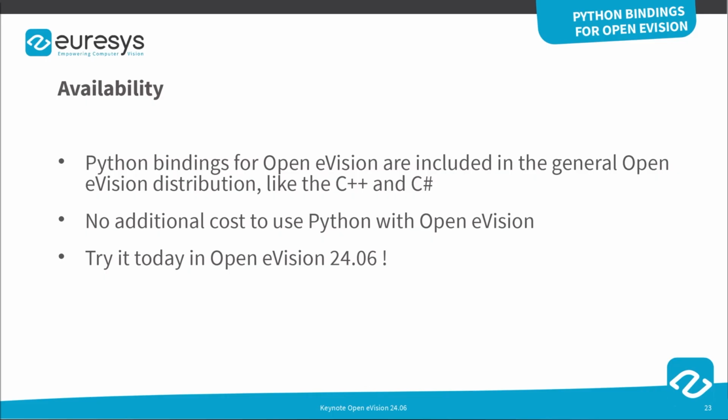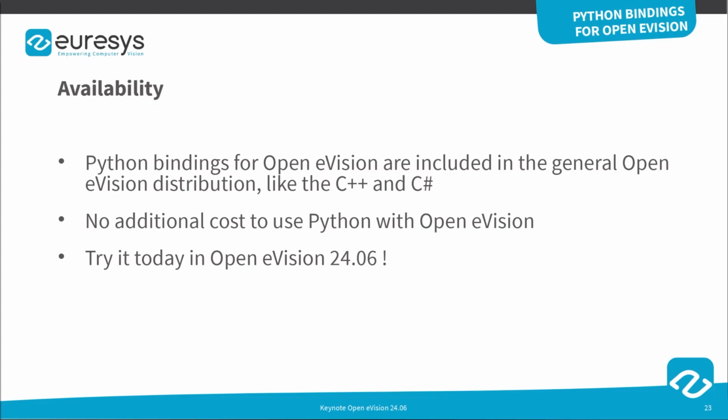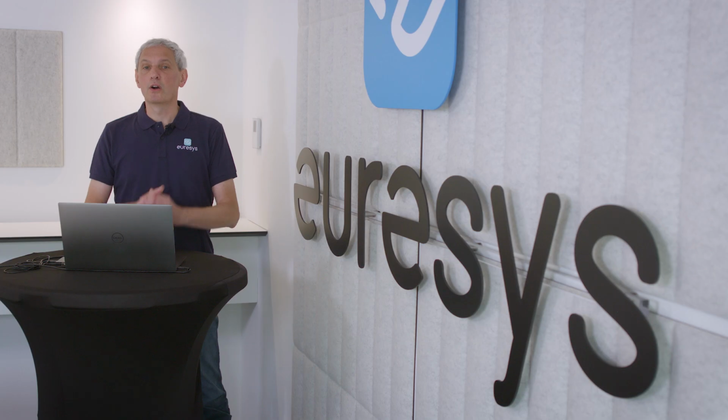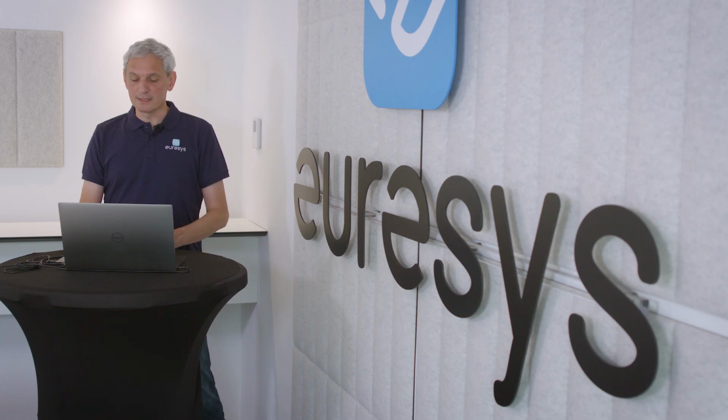Python bindings for eVision are included in the general eVision distribution like the C++ and C# wrappers at no additional cost. So there is no specific price for the Python compatibility. And it's already available in eVision 24.6, which is on our download website.